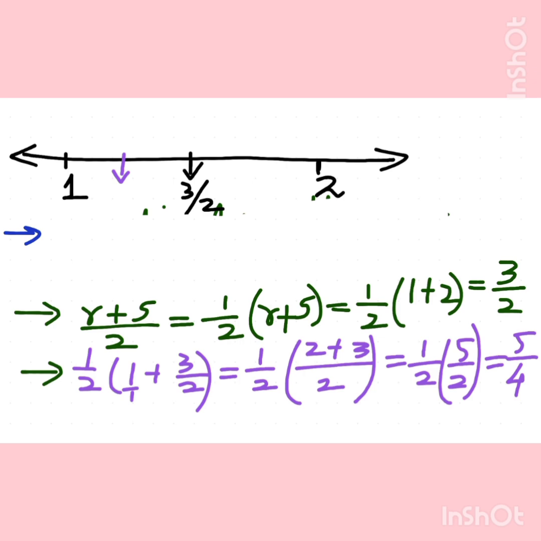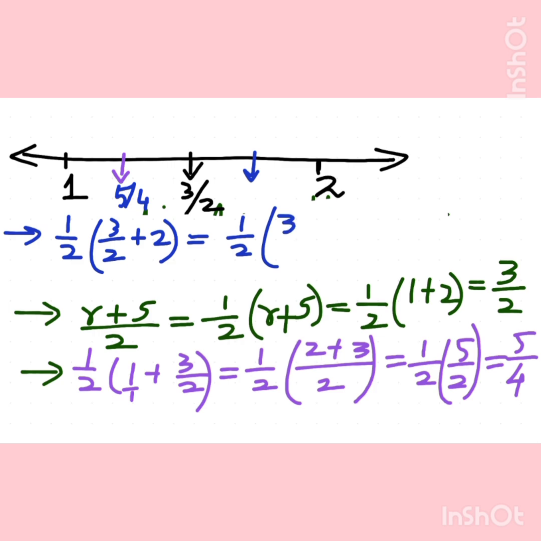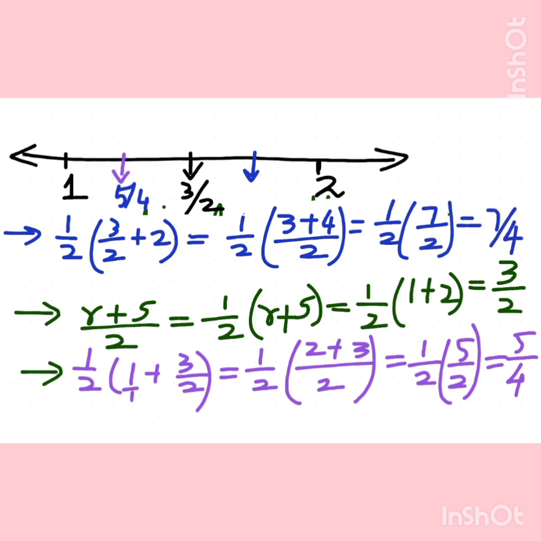Now the third rational number I'm going to find out is between 3 by 2 and 2. So 1 by 2 into 3 by 2 plus 2. Again take the LCM inside, which is equal to 1 by 2 times 3 plus 2 into 2, 4 by 2, which is 1 upon 2 times 7 upon 2. That's nothing but 7 upon 4. So this 7 upon 4 lies between 3 by 2 and 2.